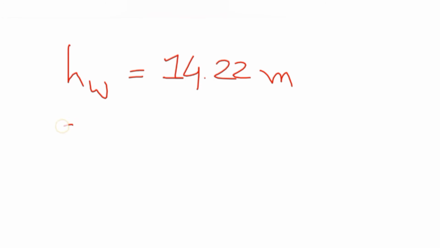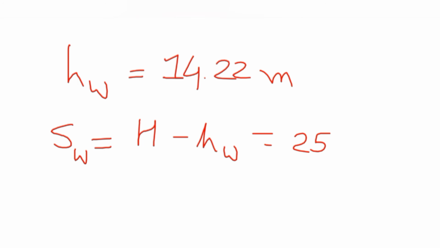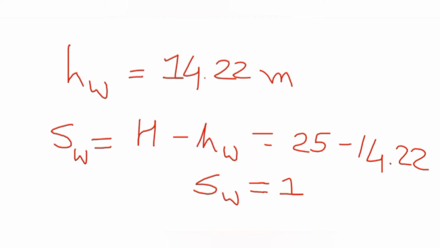And then, as I told you, the drawdown, which we denote as SW, will be equal to H minus HW. So H is 25 meter minus HW is 14.22. So SW is equal to 10.78 meter.